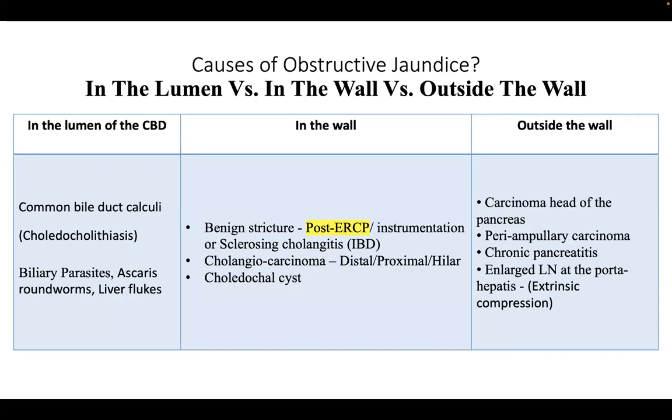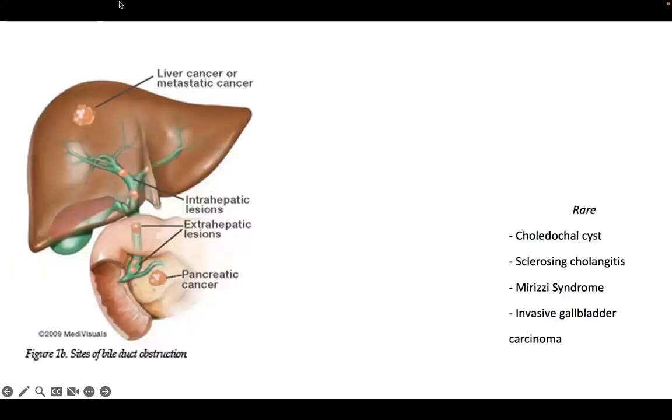This is because of the inflammation. What happens here is, because of the inflammation caused by IBD, you can have fibrosis, and this can cause a sclerosing cholangitis. Then you have extramural, that is, outside the wall, so that's an external compression: carcinoma of the head of pancreas, periampullary carcinoma, chronic pancreatitis, and even enlarged lymph nodes at the porta hepatis.